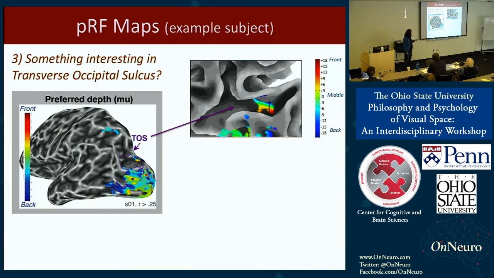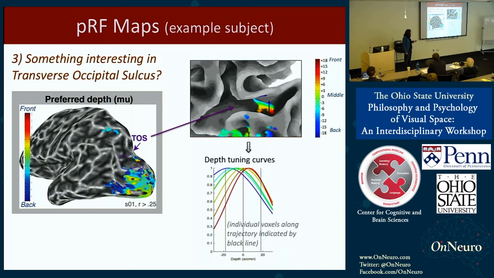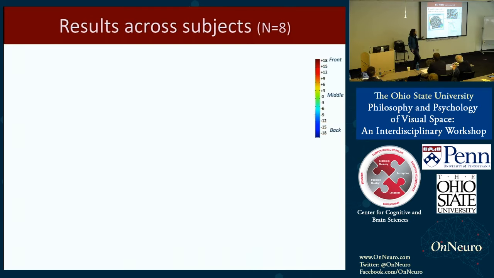If we take all the voxels along that trajectory and plot those tuning curves, you can see this smooth progression spanning all of depth space. So this we thought was pretty cool. No one had ever really looked for or found maps of depth position in the brain, and this certainly seems like something interesting is going on. Now, this is one hemisphere of one subject, so who knows?